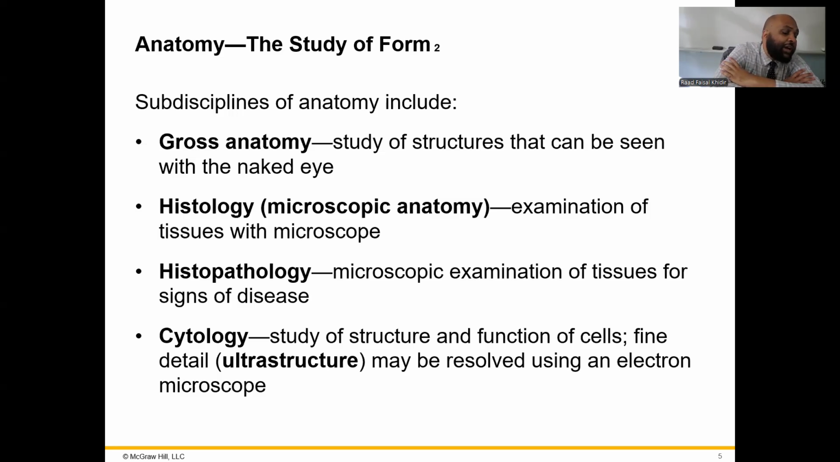Sometimes we study finer details that are even smaller than microscopic anatomy and histology. We use the electron microscope. And there is histopathology, and that is when we study the microscopic examination of tissues for signs of disease. There is cytology. Cytology is the study of structure and function of the cells in fine detail, in ultrastructure, and that may be resolved using an electron microscope.